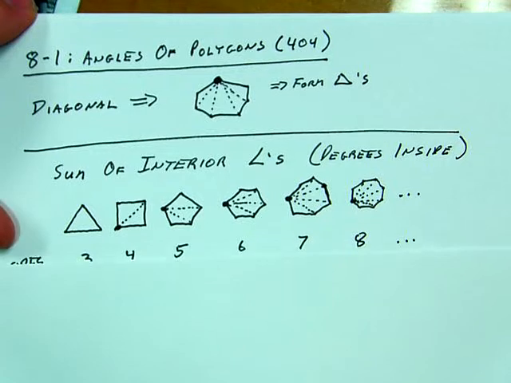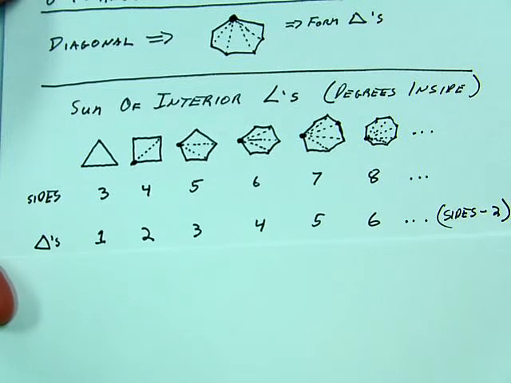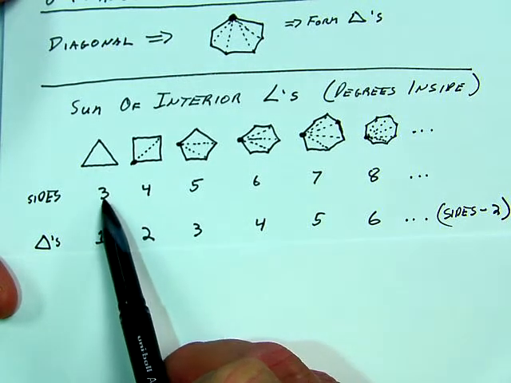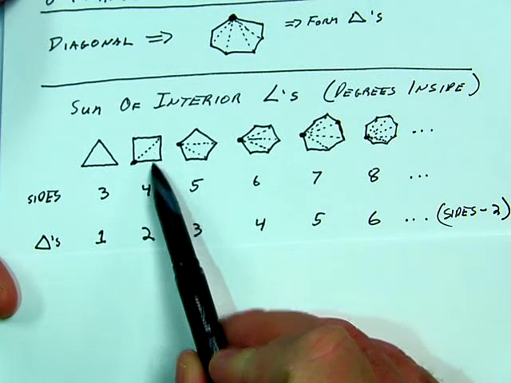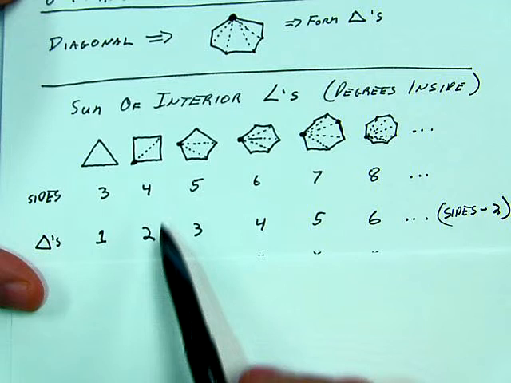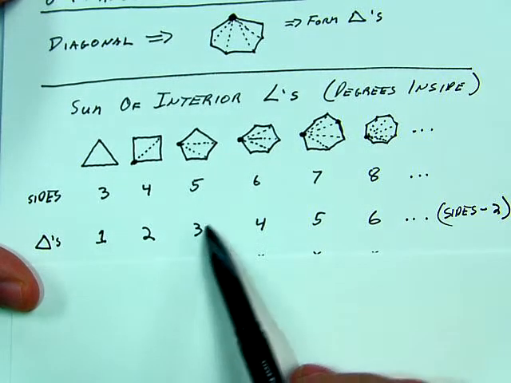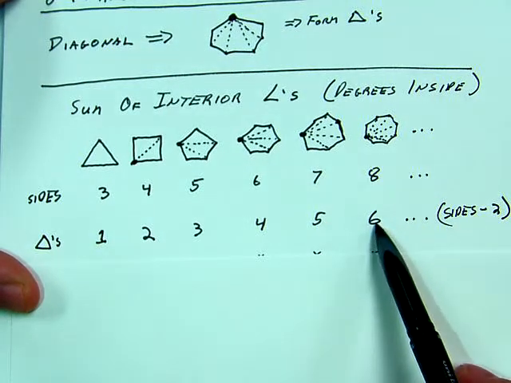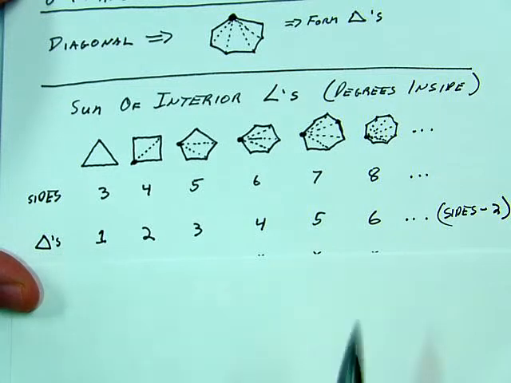Okay, so if we look at this as a chart, there's the number of sides, and then as I draw it, I counted the triangles. A single triangle as a polygon has 3 sides, but forms one triangle. A quadrilateral has 4 sides, but it forms 2 triangles with its diagonals, and so on. 5 and 3, 6 and 4, 7 sides, 5 triangles, 8 sides, 6 triangles. You'll notice that the sides minus 2 is always the number of triangles.